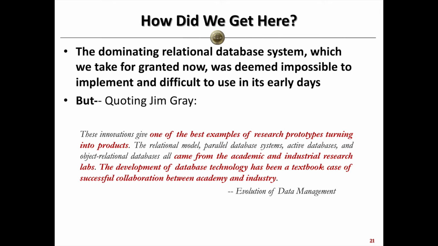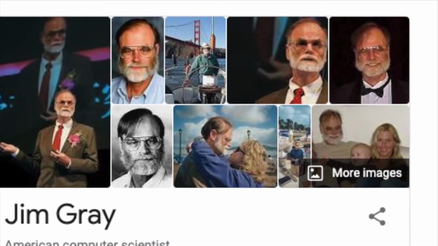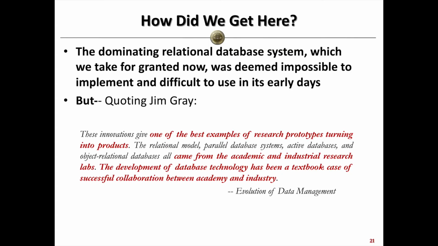If you know him, right? He is a Turing Award winner for his contribution to database systems. According to Jim Gray, these innovations actually give one of the best examples of research prototypes turning into products. And the relational models, parallel database systems, active database systems, and the object relational database system all came from academic and industrial research labs.